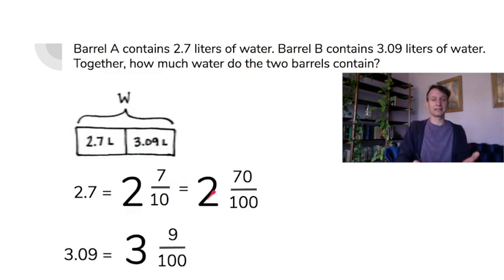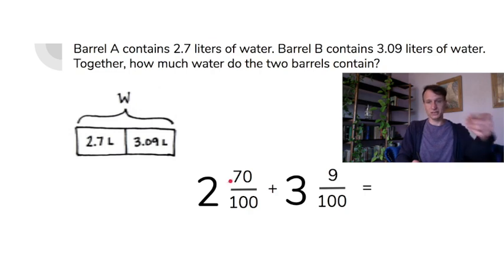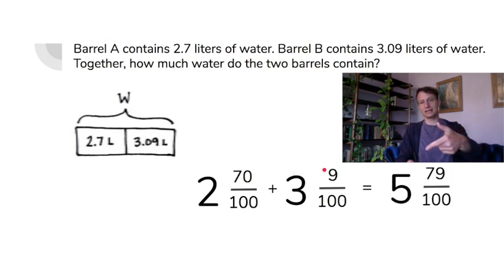Okay, now I can add these together. So now I'm going to do 2 70/100 plus 3 9/100. 2 and 3 are 5. 70 and 9 are 79/100. Notice this is the first one, so it's kind of straightforward there. There's no conversion at the end here. That's our answer, except that we were asked the question in decimal form, so we should answer in decimal form.